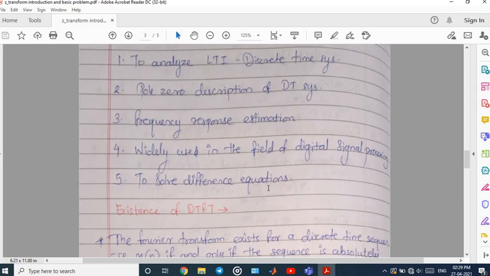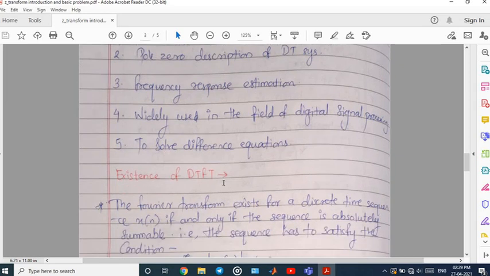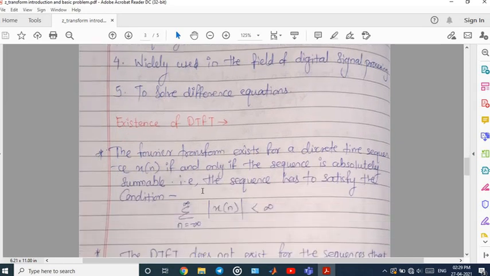I already said that the Z transform converts the difference equation into algebraic equations. For solving the difference equations, Z transform is used. Now we are going to see, although we have the discrete time Fourier transform, why are we opting for the Z transform? Why is there a need to go to the Z transform? We will see that in the part on existence of DTFT. This is a very important concept regarding the examinations.